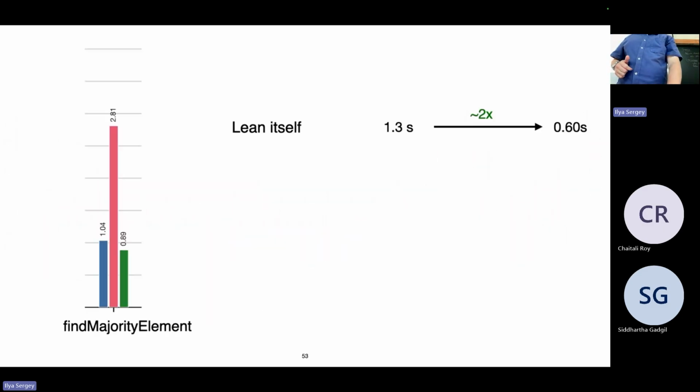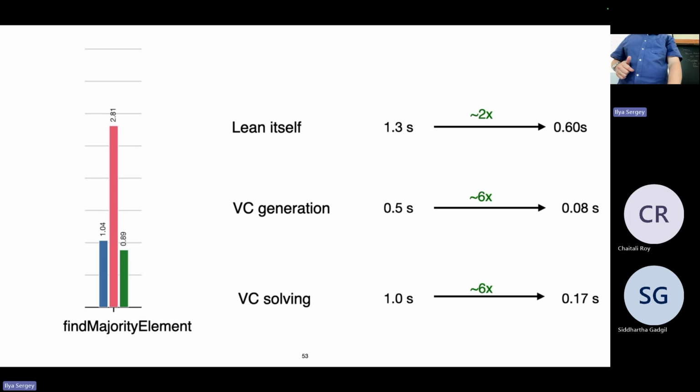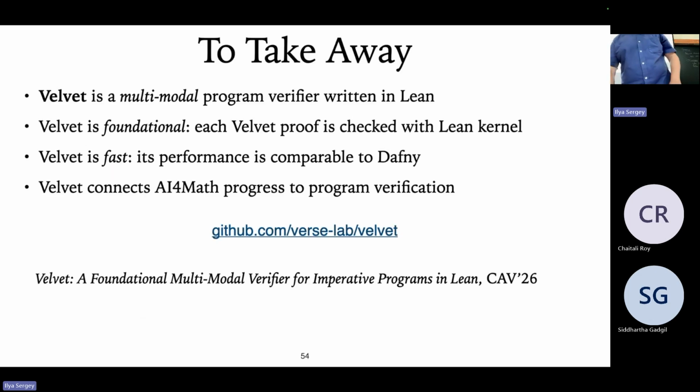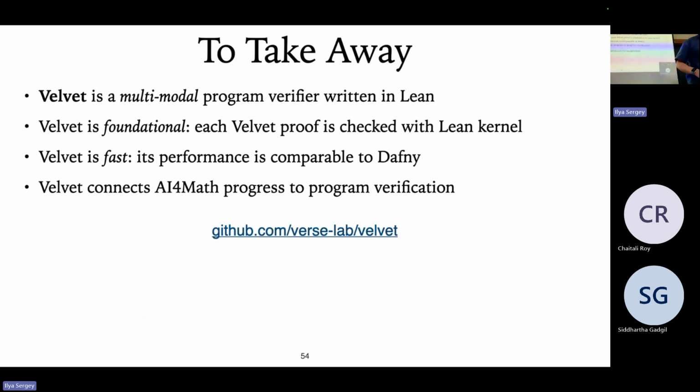Okay, there are some statistics from my students. To take away, what we have seen today is a multimodal program verifier written in Lean, foundational, meaning that the verifier is sound: if you prove something, it actually holds over the programs you run, modulo Lean compiler correctness, I guess. It's fast, and it connects the AI for math progress to verification of imperative programs.